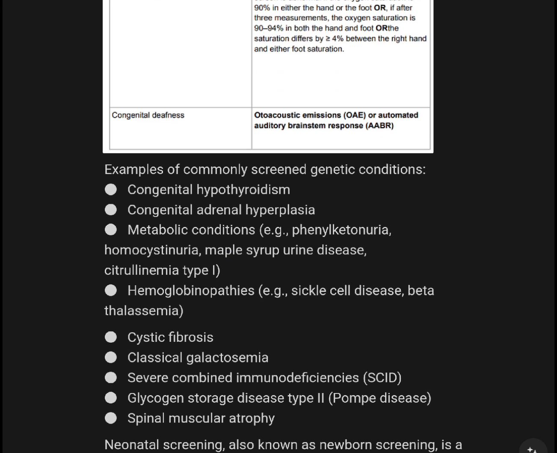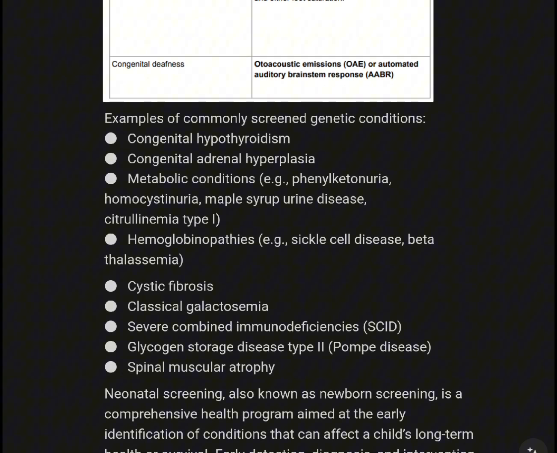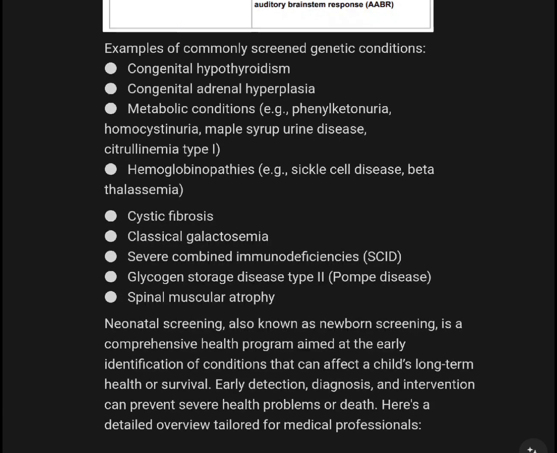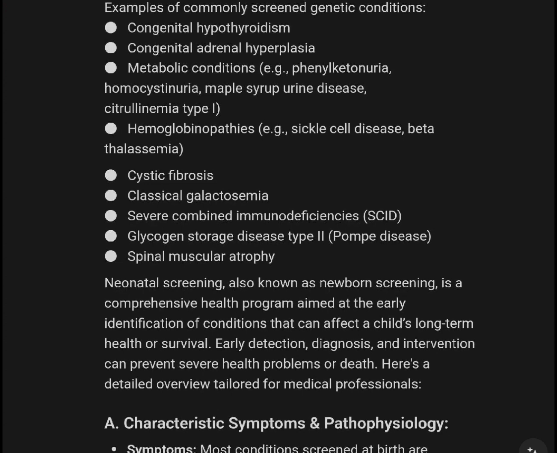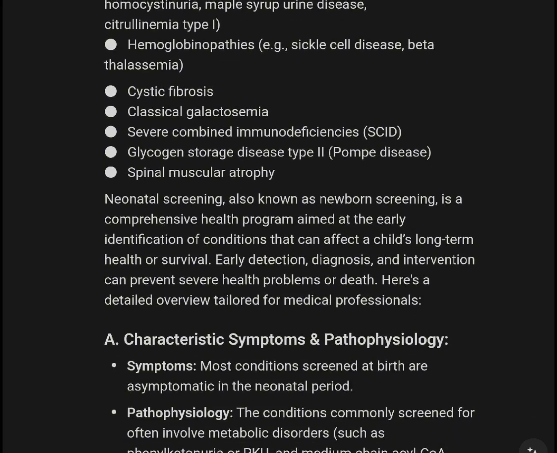Examples of commonly screened genetic conditions: congenital hypothyroidism, congenital adrenal hyperplasia, metabolic conditions, phenylketonuria, homocystinuria, maple syrup urine disease, citrullinemia type 1, hemoglobinopathy, sickle cell disease, beta thalassemia, cystic fibrosis, classic galactosemia, severe combined immunodeficiency, SCID, glycogen storage disease type 2, Pompe disease, spinal muscular atrophy.